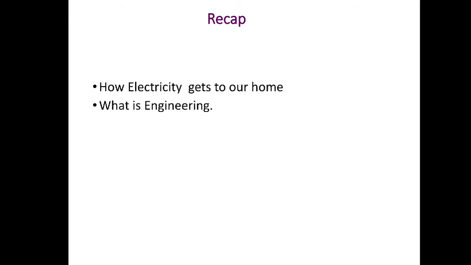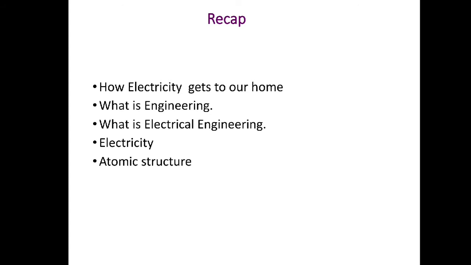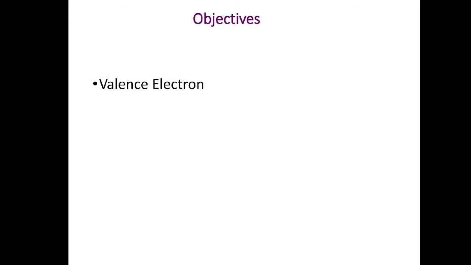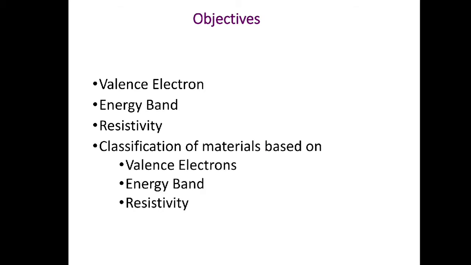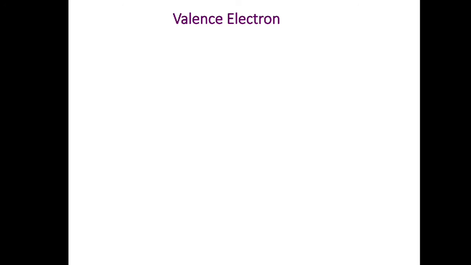So in the first class, we have seen how we get electricity to our home, what is engineering, what is electrical engineering, what is electricity, and what is atomic structure. So in this class, we'll discuss the valence electron and energy band, what is resistivity, and the classification of materials based on valence electrons, energy band, and resistivity.